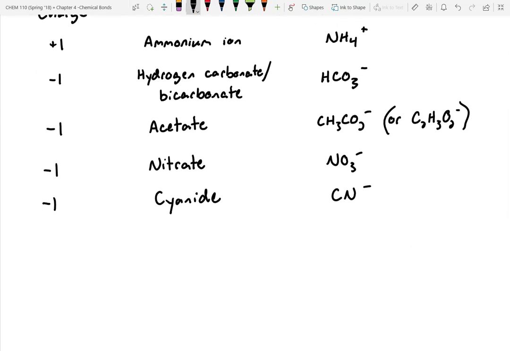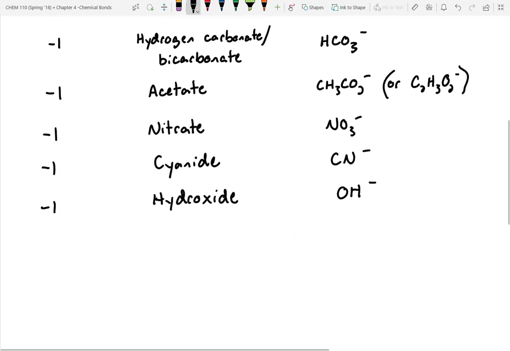The next one we have that's -1 is hydroxide. This one's very common. In fact, we just saw it in the previous example. This is OH minus, because that oxygen stole an electron from another neighboring atom. And then we're going to go into -2s.